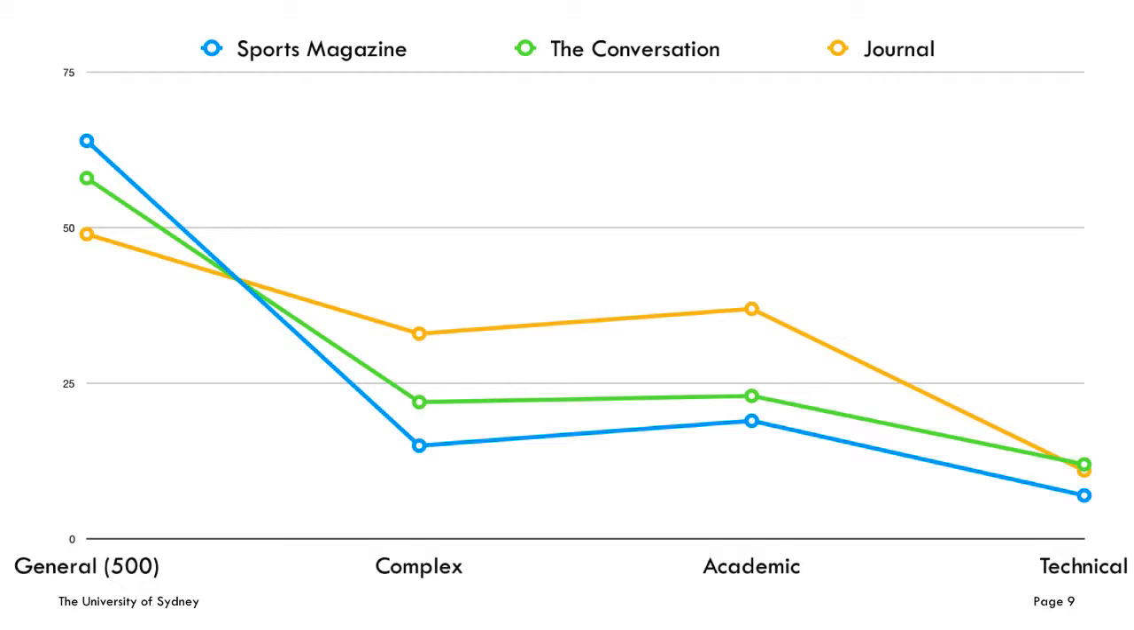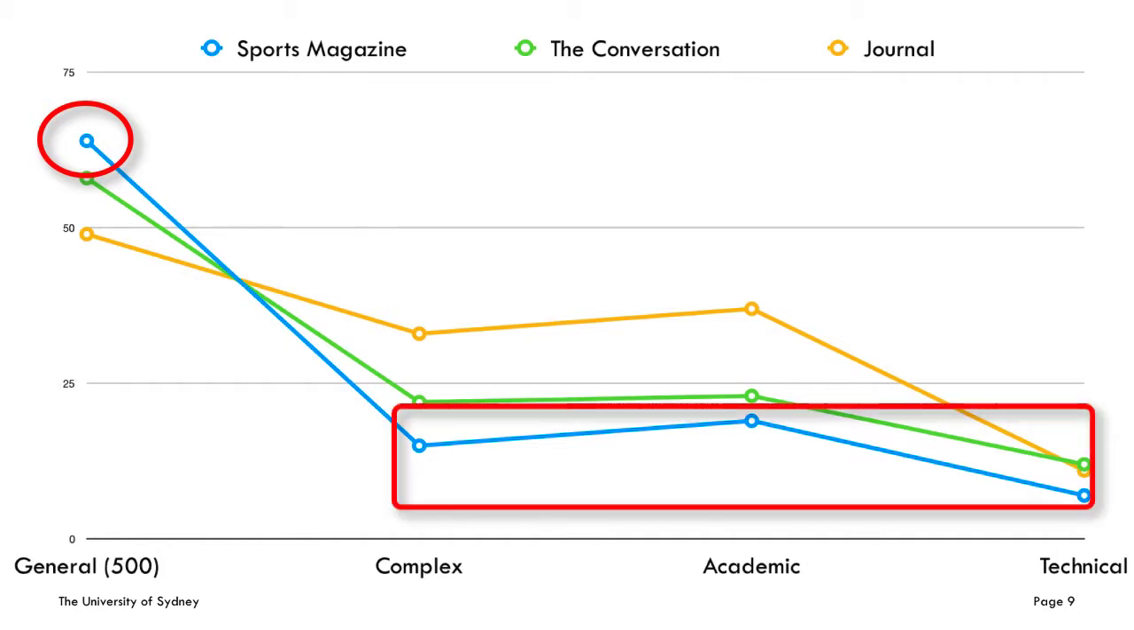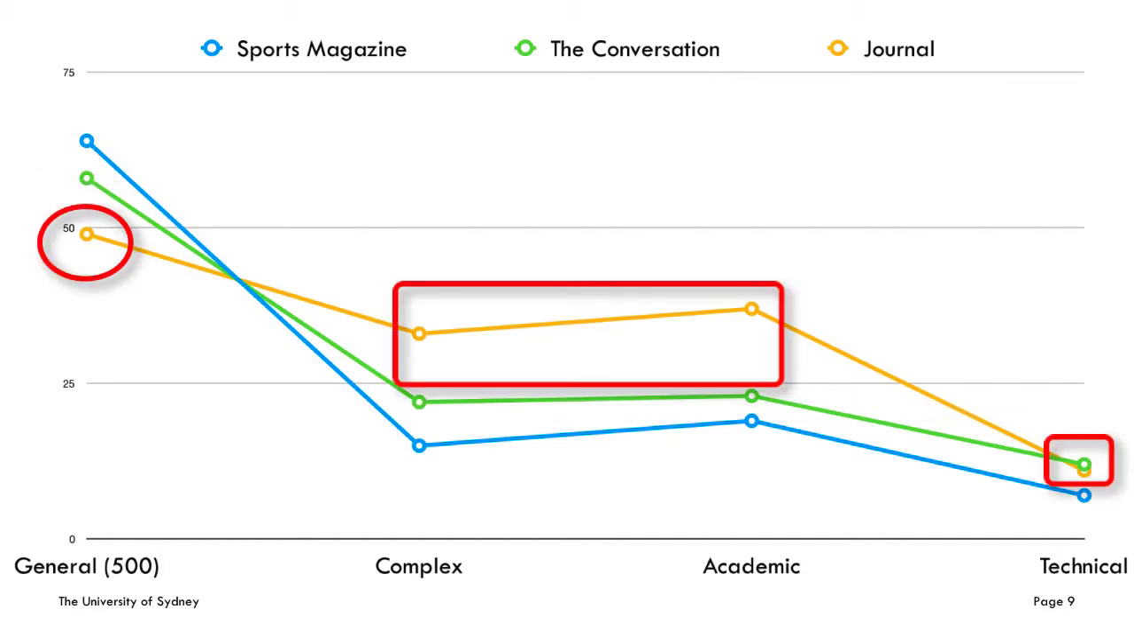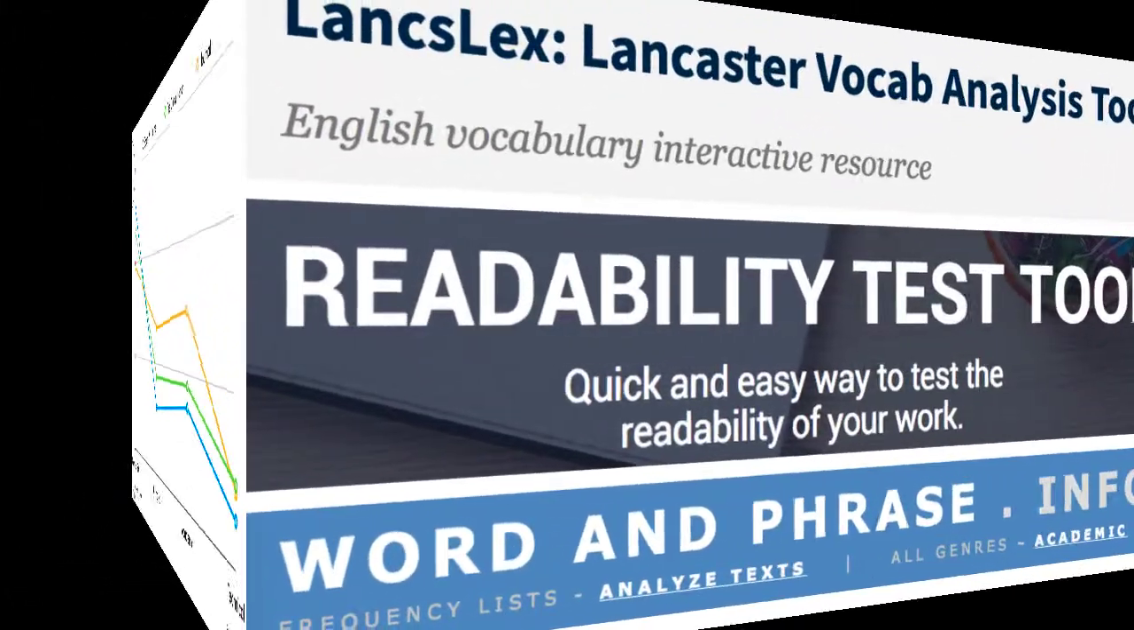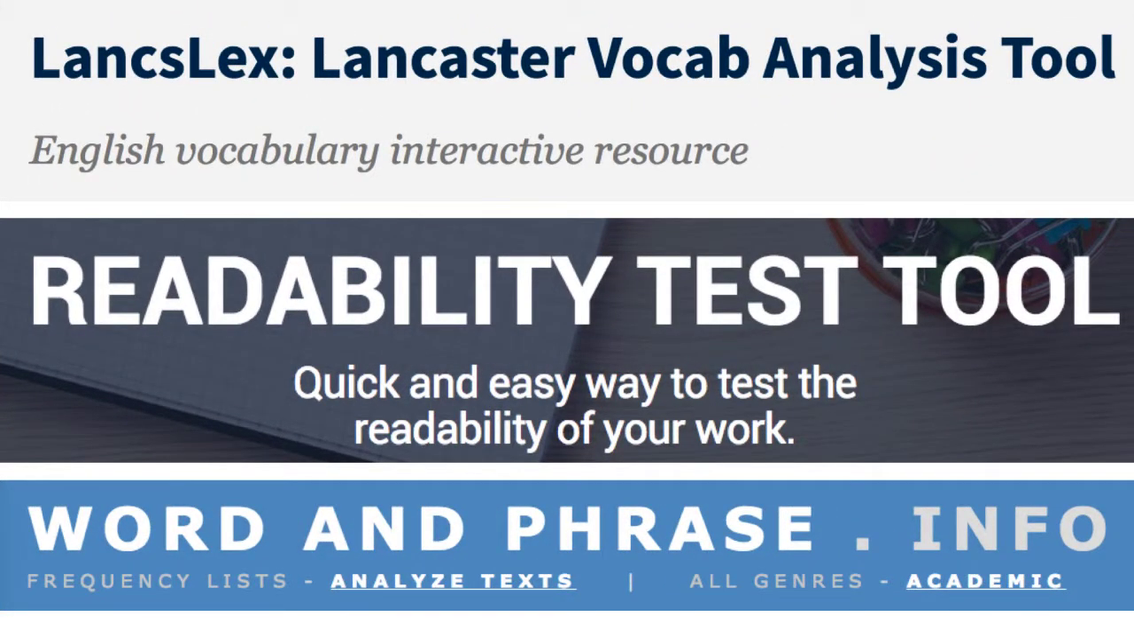This graph summarizes results for the 3 texts. So the sports magazine contains more general vocabulary and fewer complex academic and technical terms. The opposite is true for the journal article. How can you use these tools? You can analyze the text in your discipline and compare them to your own writing so you can adjust it to match the examples.